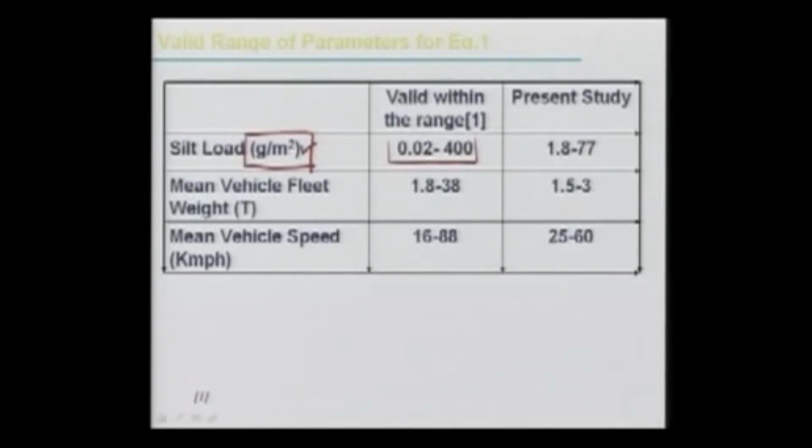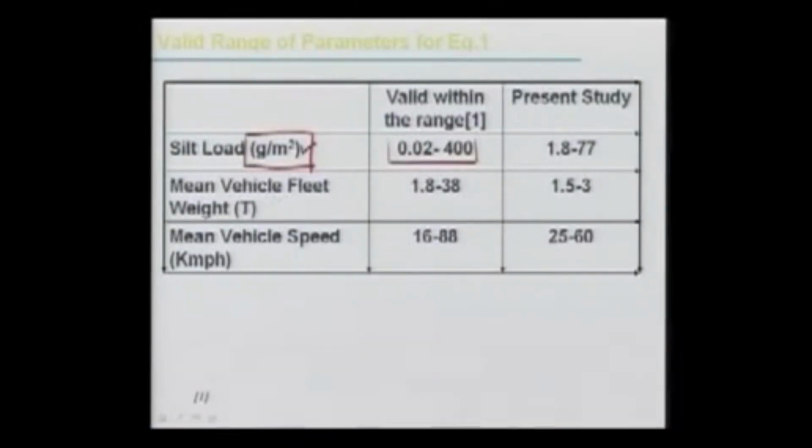In the area where the study was done, we found that the silt load ranged between 1.8 to 77. So that was well within the range. What you see here is that mean vehicle fleet weight can be somewhere between 1.8 to 38 tons. In this study it was like this.